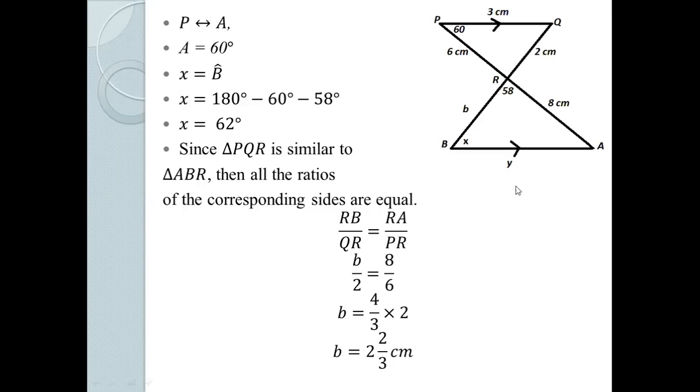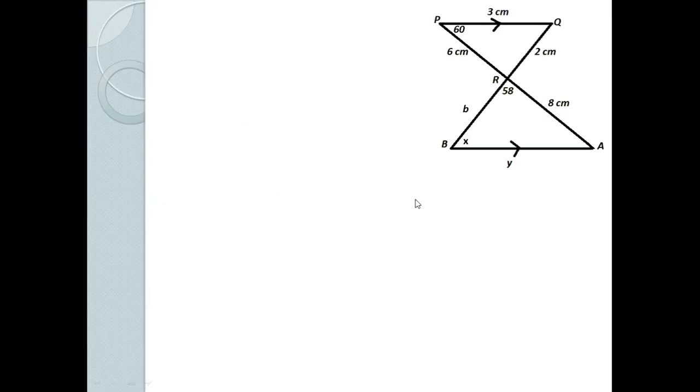Let's find the other unknown side, which is Y, of triangle ABR. The side AB is Y here. We have to find that. So AB upon PQ, the corresponding sides, AB upon PQ is equal to PR upon RA. Now we will substitute the values again.